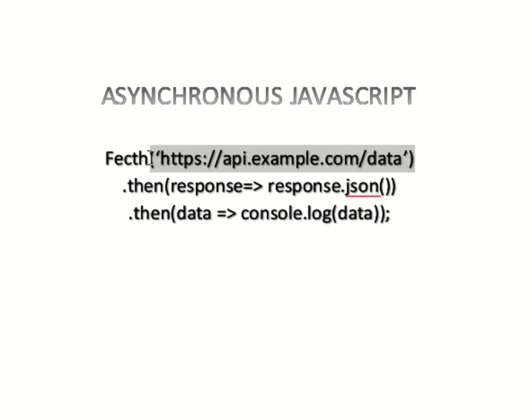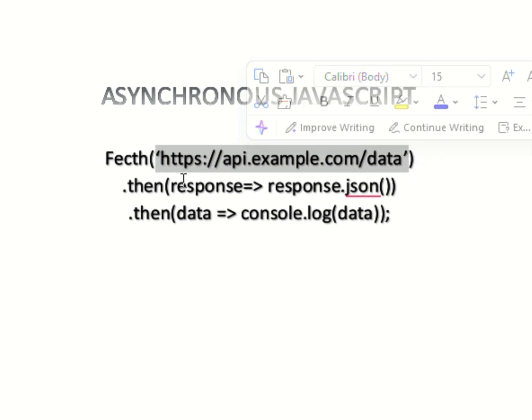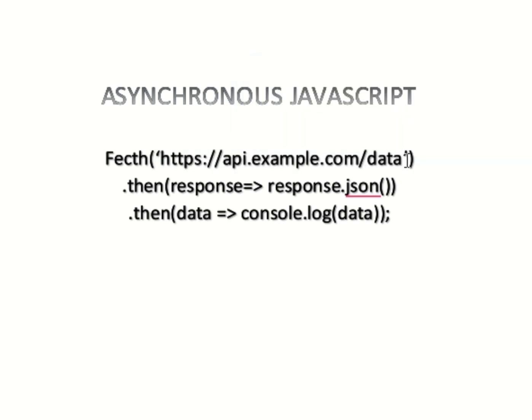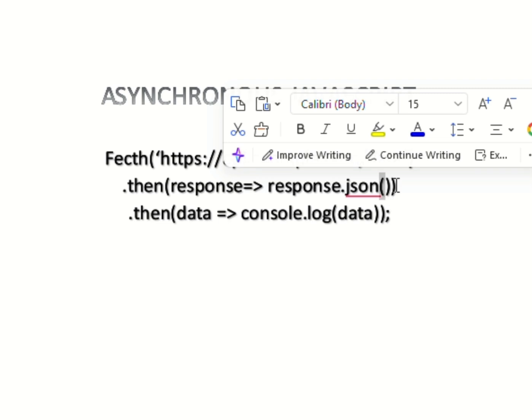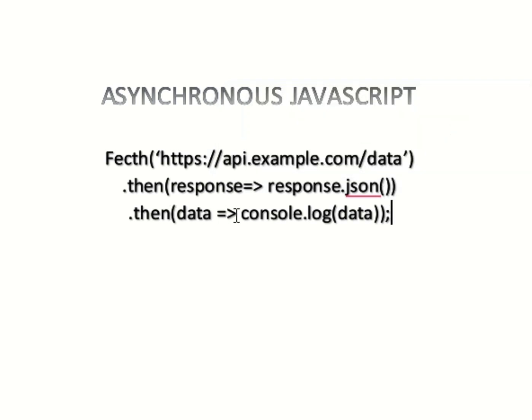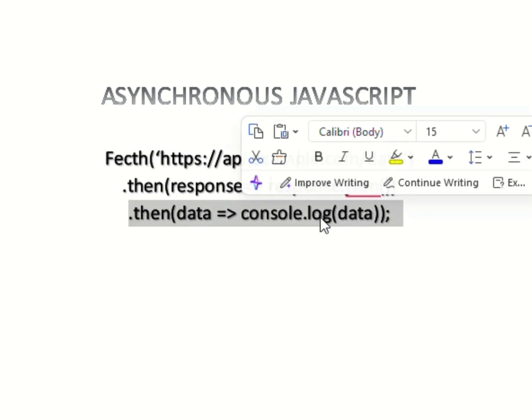This makes the network request to api.example.com/data. Next, this line: once the data is fetched, this converts the response into a JSON object. Next is this line. After conversion, it logs the data to the console.